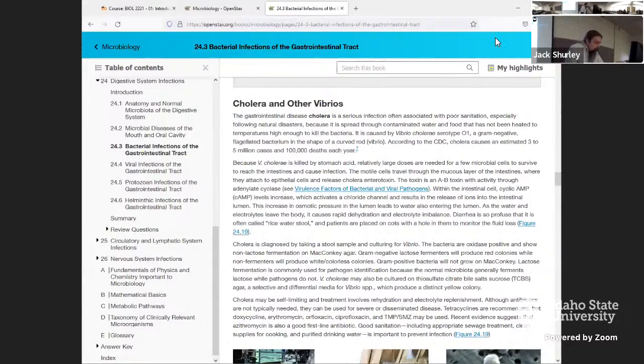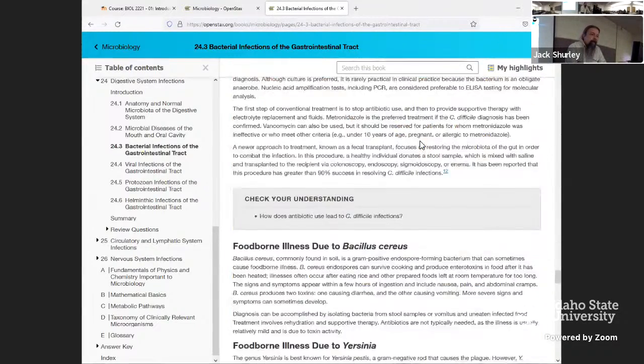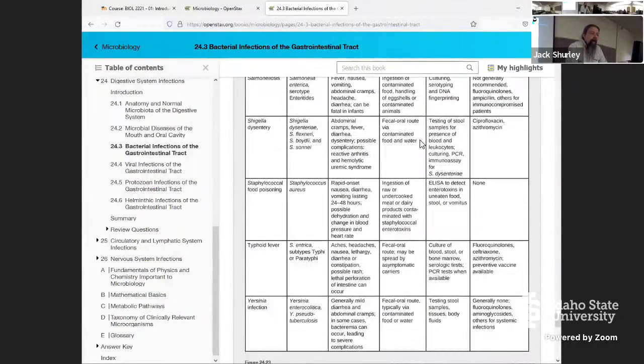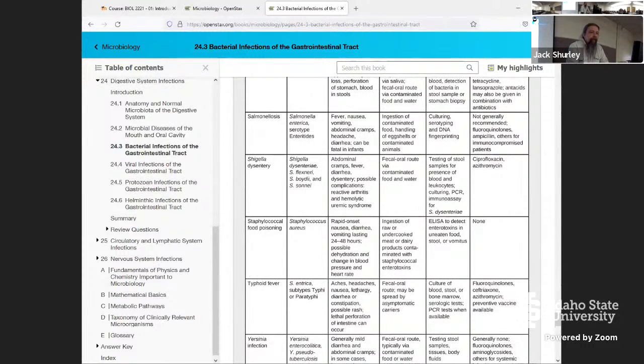So I will stop with that. We will pick up next time with this next table, couple more, and then a few more pathogens for the GI tract.